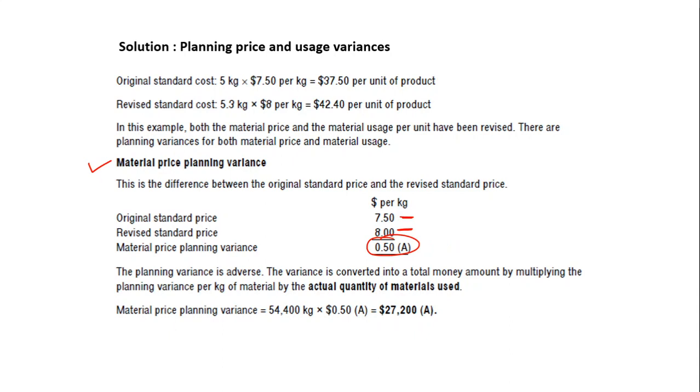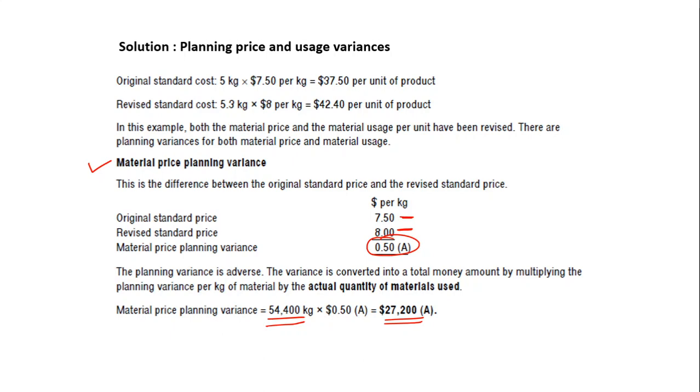Just like we calculate our material price variance, we do it how? The difference between the standard cost and the actual cost multiplied by the actual materials used. So here we are saying the difference between your budgeted price and the revised price into actual materials used. How many materials did we actually use? We used 54,400 kgs. We multiply by $0.5 adverse, and what we get is $27,200 adverse.